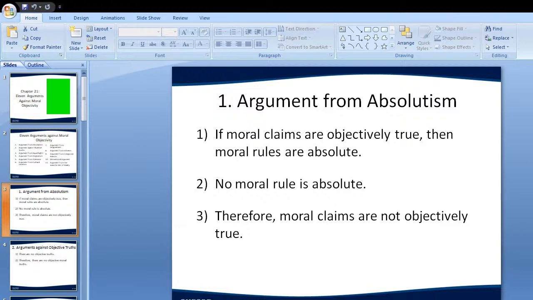Okay, I'm just curious, and I'll look in the chat. What premise would you think is problematic? Which one should we go after? Well, anybody?